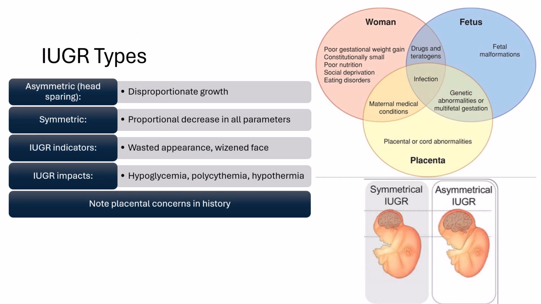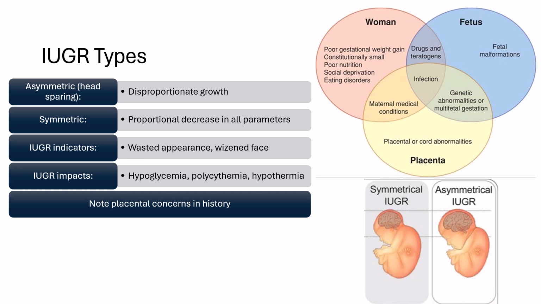Understanding IUGR types is particularly important. Asymmetric IUGR, also called head sparing, shows disproportionate growth with relatively normal head size but reduced weight and possibly length. This typically results from late gestation placental insufficiency affecting cellular hypertrophy. Symmetric IUGR shows proportional decrease in all growth parameters, suggesting an earlier intrauterine insult affecting cellular hyperplasia.